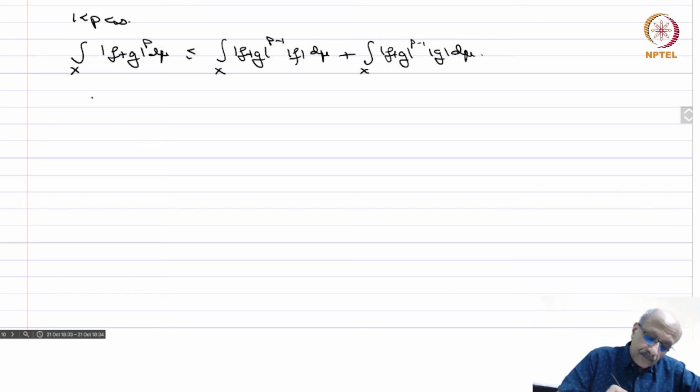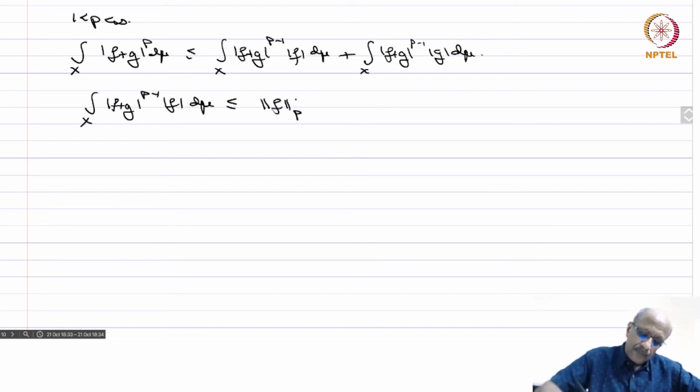So let us take integral mod f plus g power p minus 1 mod f. So by Holder's inequality, this will be less than or equal to norm fp into norm p star of whatever follows. So integral over x mod f plus g to the p minus 1 times p star, okay, power 1 by p star.